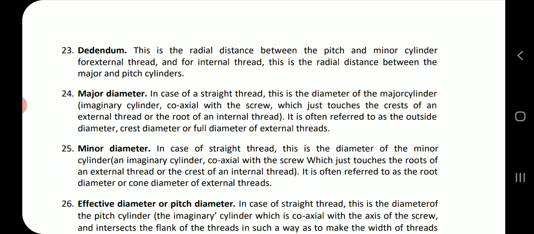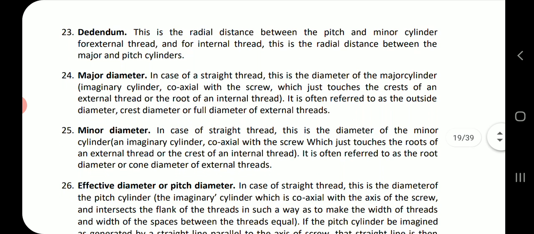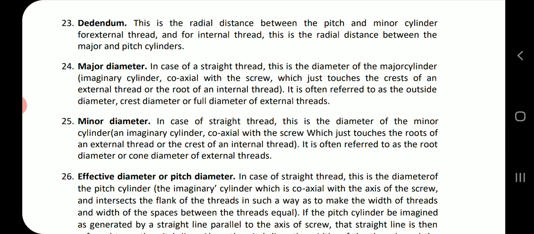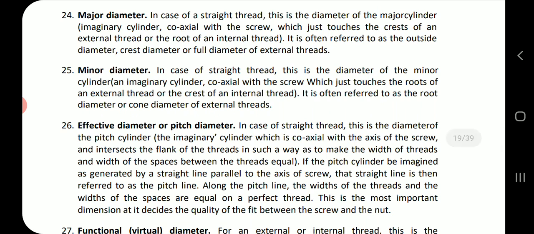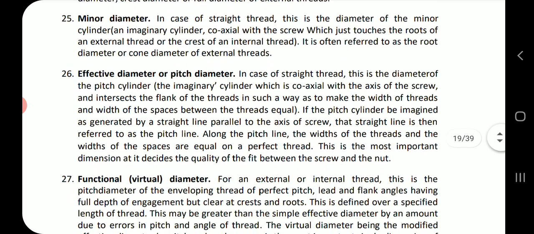Major diameter. In case of a straight thread, this is the diameter of the major cylinder, an imaginary cylinder coaxial with the screw, which just touches the crest of an external thread or the root of an internal thread. It is often referred to as the outside diameter, crest diameter, or full diameter of external threads. Minor diameter. In case of straight thread, this is the diameter of the minor cylinder, an imaginary cylinder coaxial with the screw, which just touches the roots of an external thread or the crest of an internal thread. It is often referred to as the root diameter or core diameter of external threads.